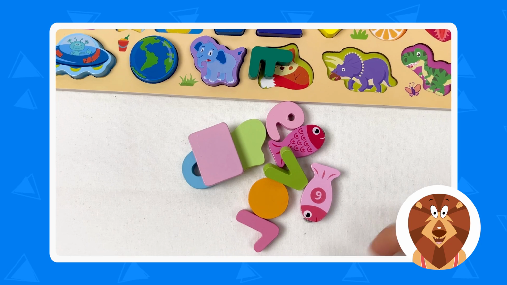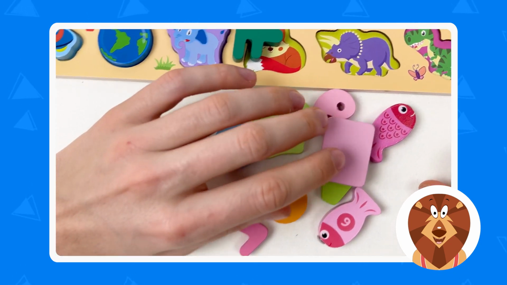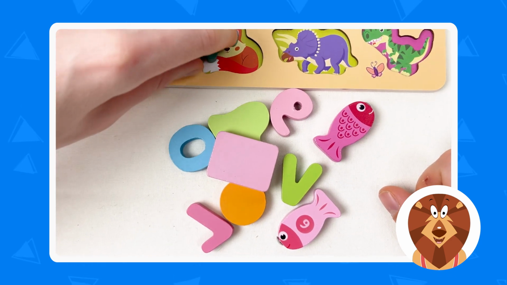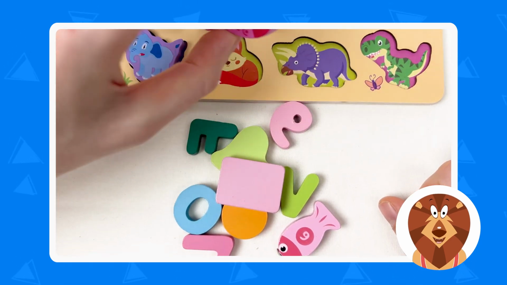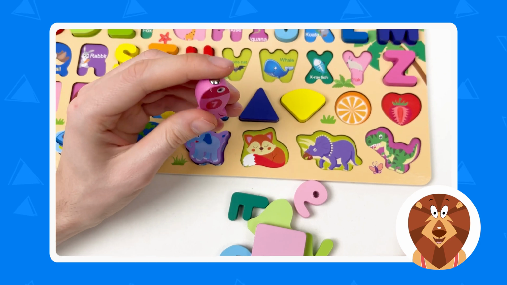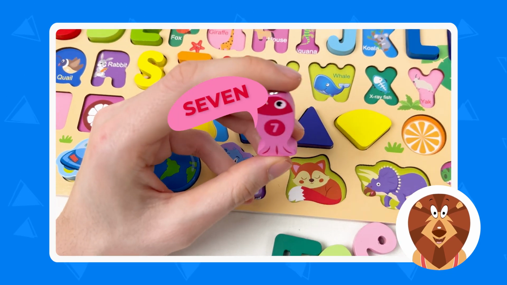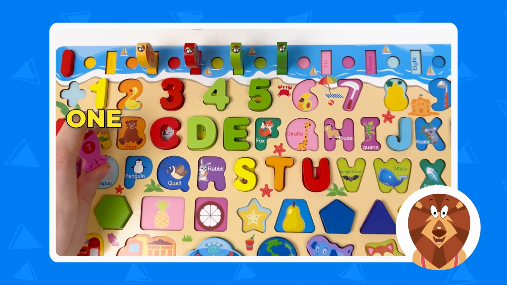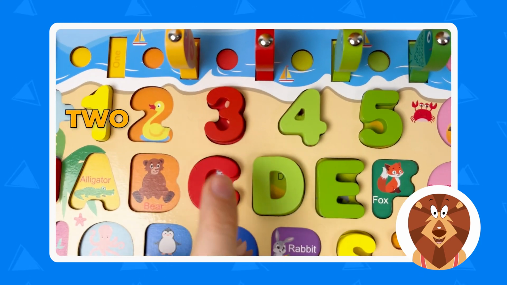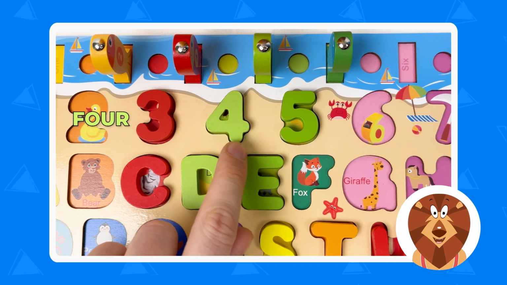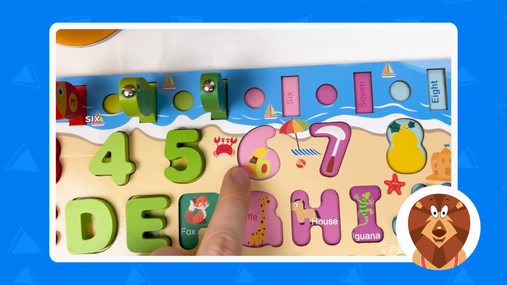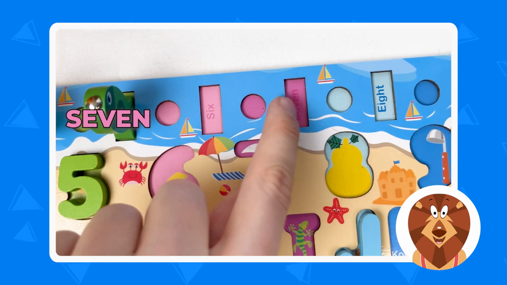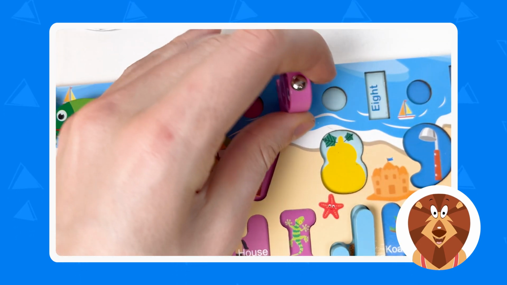Great, we have so many things here that we need to go through. But as always, let's go through the numbers. And the number here, we have fish, and the number is 7. So let's find the number 7. Here is 1, 2, 3, 4, 5, 6, and yes, 7. And here we can place our fish.